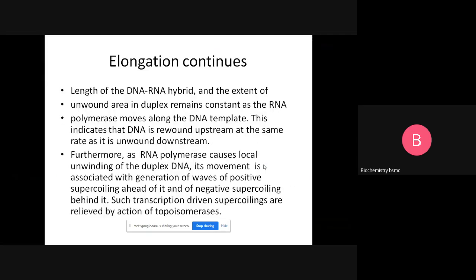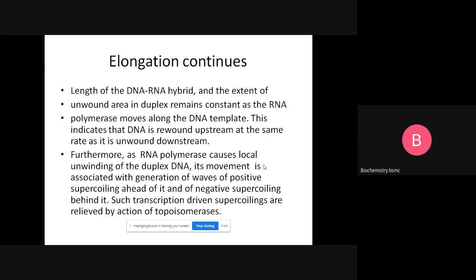So let us come back to the discussion here. The length of the RNA-DNA hybrid and the extent of the unwound area in the duplex remain constant as the RNA polymerase moves at a derivative rate. You see that the bubble remains constant. This indicates that the DNA is rewound upstream at the same rate as it is unwound downstream. Downstream, right hand side; rewound upstream, that means left hand side. So it is rewound so that the coil remains constant. Otherwise, the unwound region, the bubble size, will fluctuate. It will be unwound on the right hand side and rewound on the left hand side.